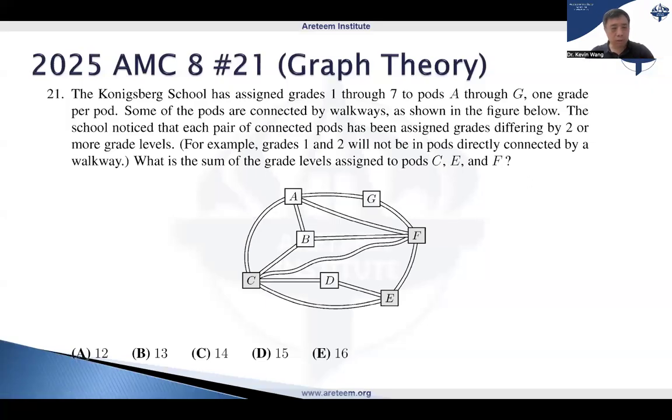Question number 21 on the 2025 AMC 8. This question is interesting because it's based on graph theory. And this is a little hard for 8th graders or below. But let's see what we can do.